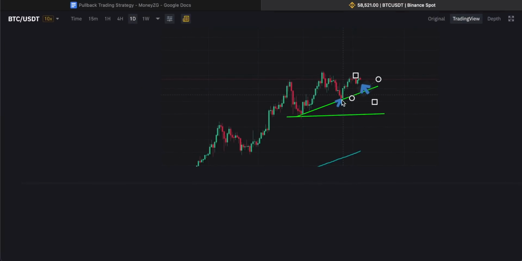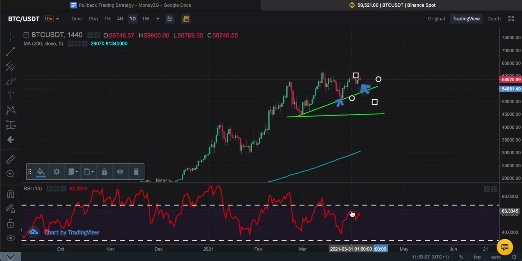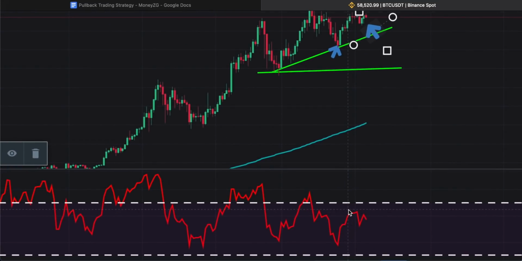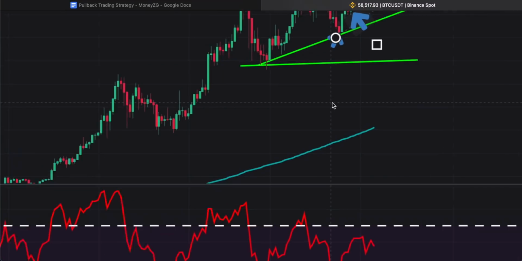Firstly, I'll go through what the pullback strategy is and how we can implement it. Then I'll show you exactly the rules we need to follow with this strategy and explain what techniques we are using and why. After that, I'll show you how we can use this strategy on the Bitcoin chart and some examples, including how to go ahead and make a trade.